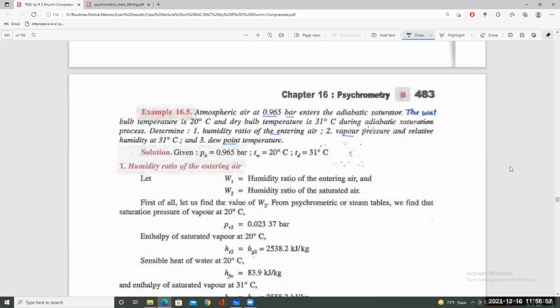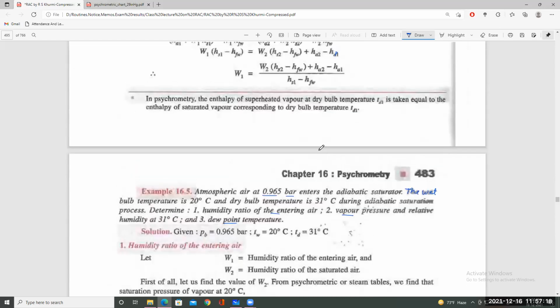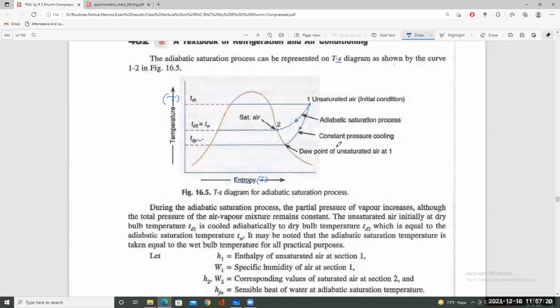Given: pressure is 0.985 bar, TW is 20 degrees centigrade, and TD is 31 degrees centigrade. The humidity ratio of the entering air is W1, and W2 is the humidity ratio of the saturated air. So what we have decided here in this adiabatic process is that the air is unsaturated in the initial condition, when it is coming into the chamber, and saturated when it is coming out of the chamber.